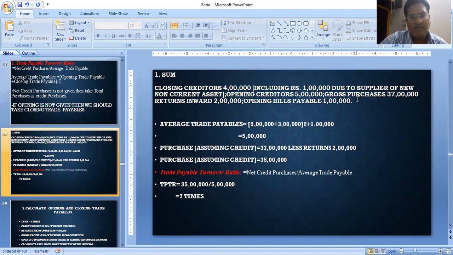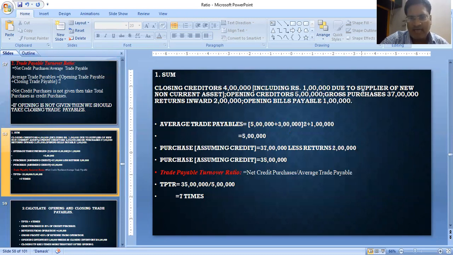Now one sum: closing creditors is 4 lakhs, which includes 1 lakh due to a supplier of a non-current asset. Non-current asset means he is not a creditor. Creditor means he will be a supplier of current assets, that is stocks. Then opening creditors is 5 lakhs. So closing is 3 lakhs, opening is 5 lakhs. So 3 plus 5, 8, 8 divided by 2 is 4 lakhs.